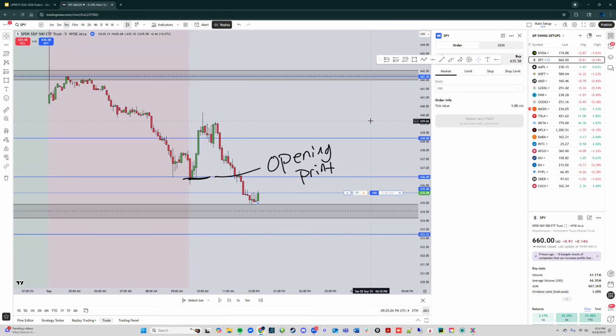This is called your opening print. That's wherever price opens up at, exactly at 9:30. Okay, we have our opening print. Price decides to push back up, okay? It finds this resistance and it comes right back down into our demand zone.